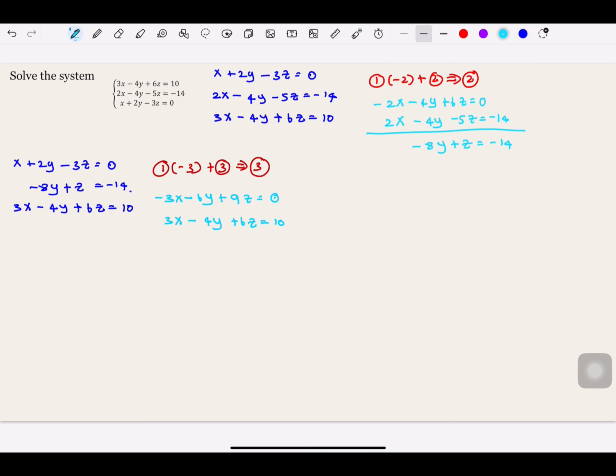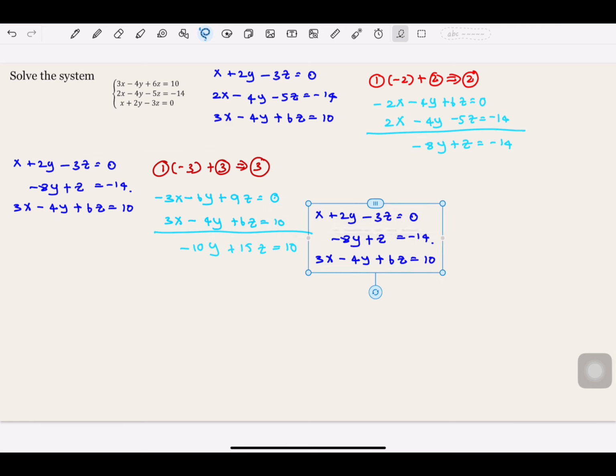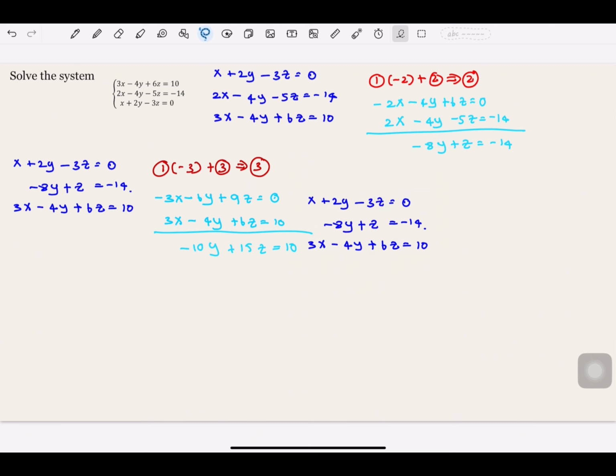So now let's do the simplification. Here you'll get negative 10y plus 15z equals 10. So now let's replace this system with my new equation. So here the third equation is going to be replaced by negative 10y plus 15z equals 10. Okay, so now it's much better. We have two variables in the second and third equation.